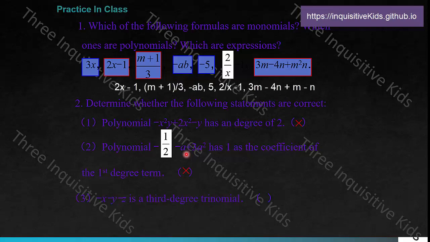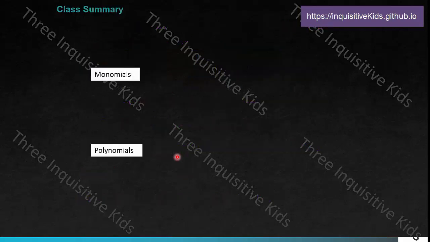Third one, it's saying that it's a third degree trinomial. Well, yes, it is a trinomial. It is made up of 3 terms, but it is not 3-degreed. So that is also incorrect.